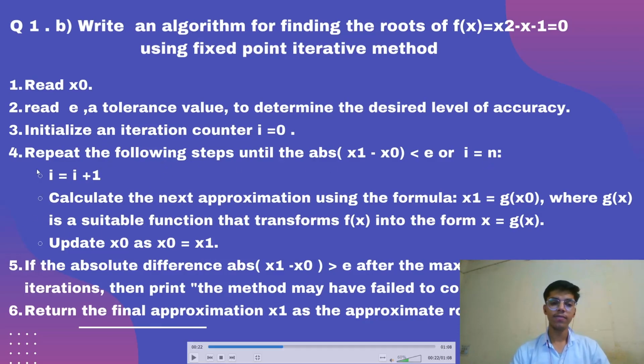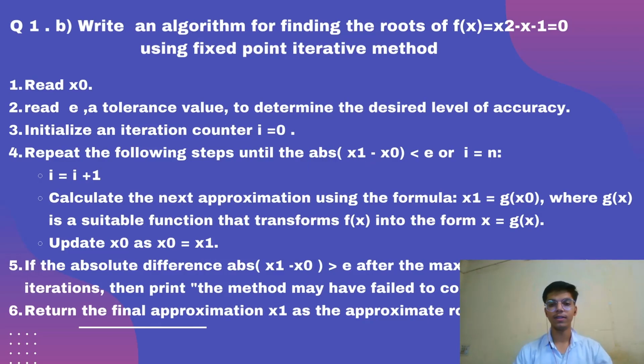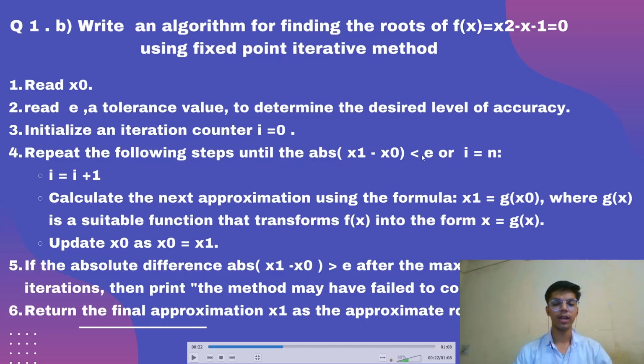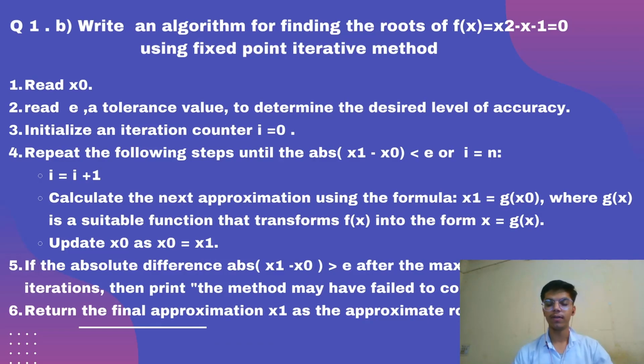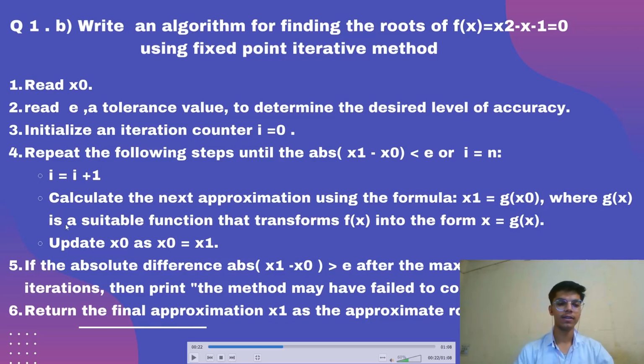Inside this, what steps will be repeated? These are the three steps which will be repeated until the absolute difference of x1 and x0 is less than e. So we will increment the value of I, then we will calculate the next approximation using the formula x1 equals g(x0), where g(x) is a suitable function that transforms f(x) into the form x equals g(x).